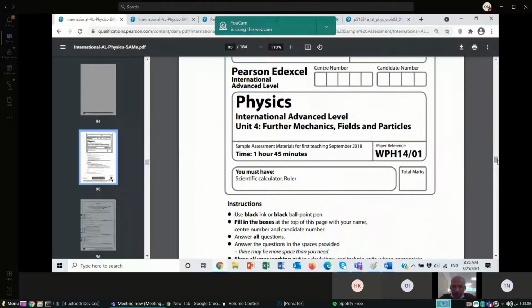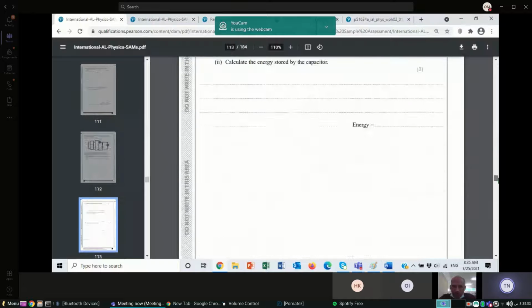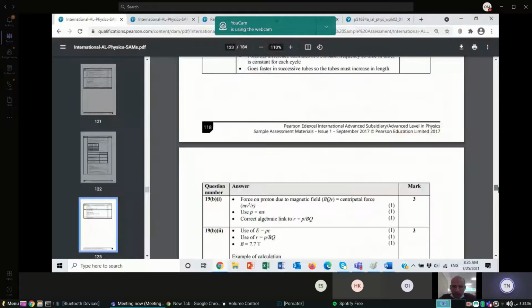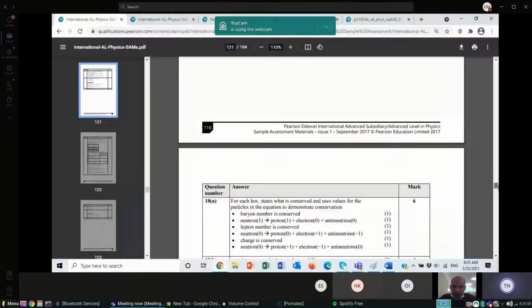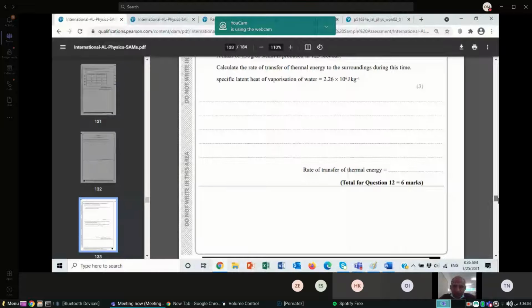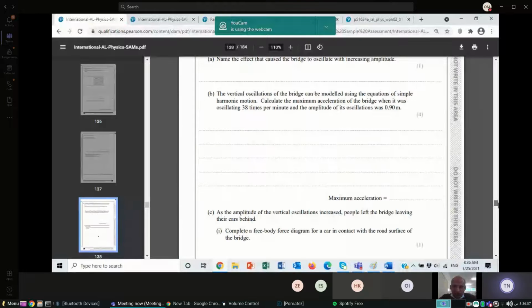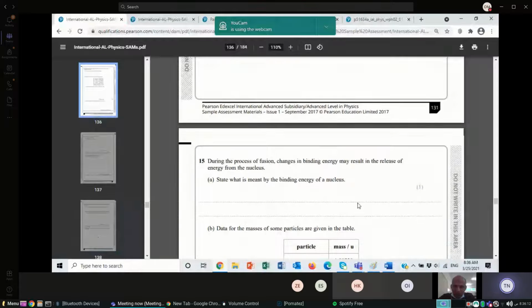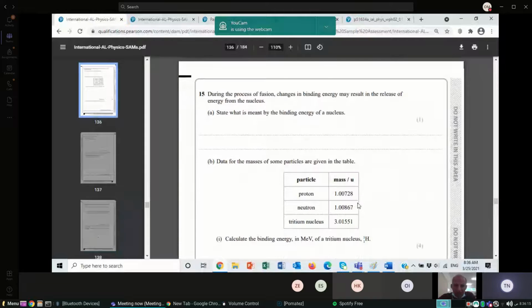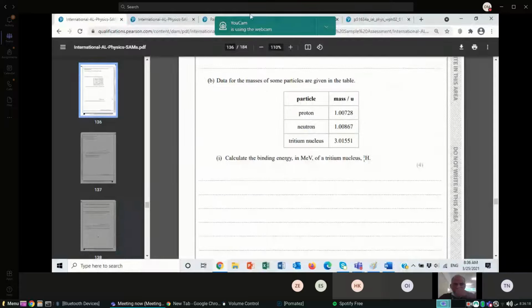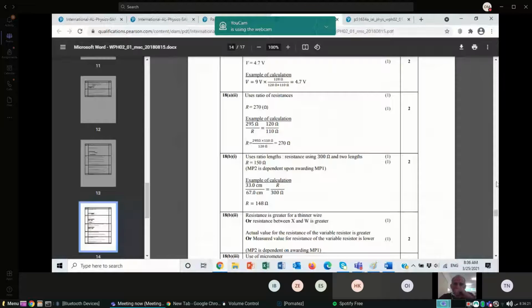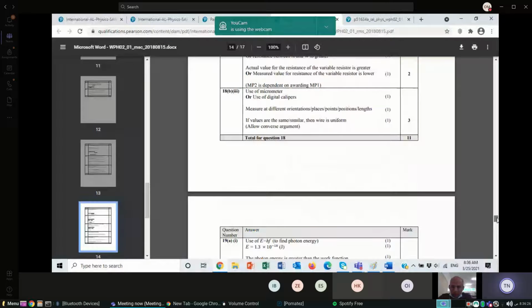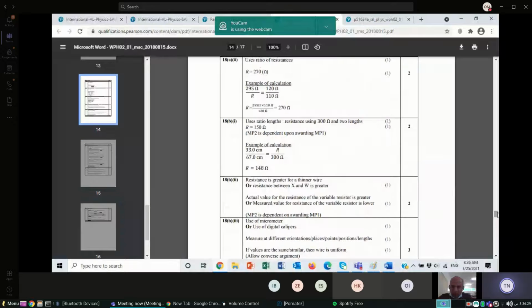Is this the one? Yeah. What is meant by the binding energy of a nucleus, right? Okay. So calculate the binding energy of a nucleus. Because sometimes we have to divide by the number of nucleons, right? So when do we use that concept?